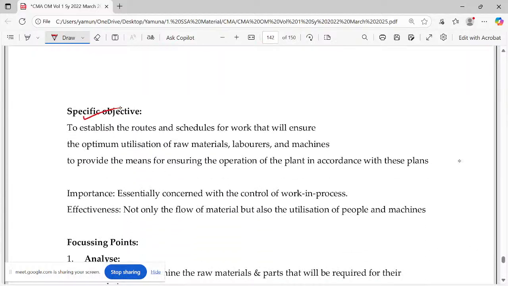Continuing. Specific objective, you establish the rules and schedules, how it's working, what are the raw materials and laborers and machines you are going to optimally utilize them, how you are going to ensure that the plant is operating properly as per plan and all. That's why we say predetermined objectives.